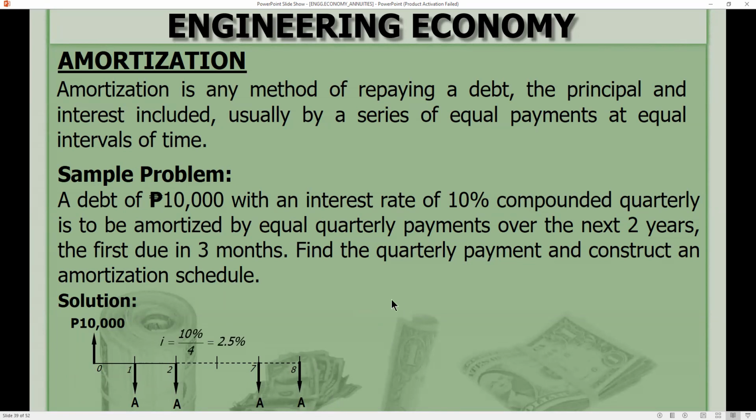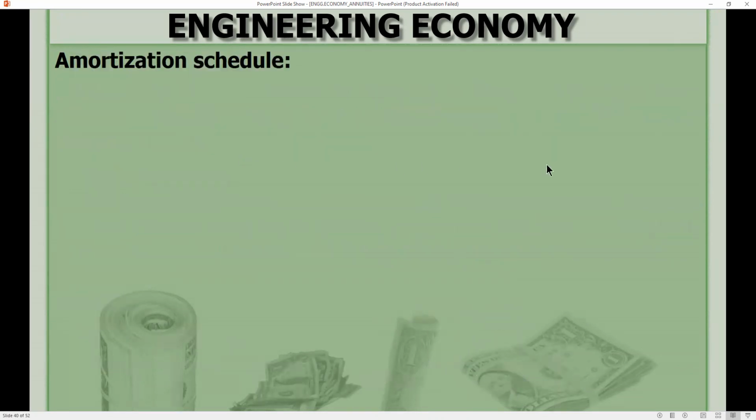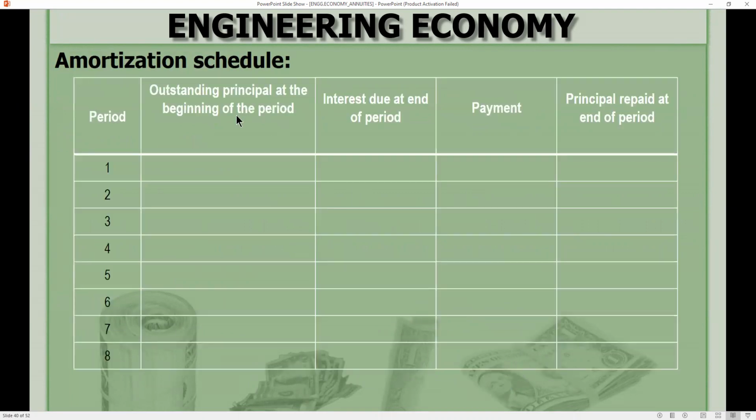Okay. So, our i is 2.5% per quarter. And this is the formula. So, you just substitute P equal to 10,000, and then you solve for A. Compute, and then after that, you divide the answer by 10,000. The quarterly payment is 1,394.67.